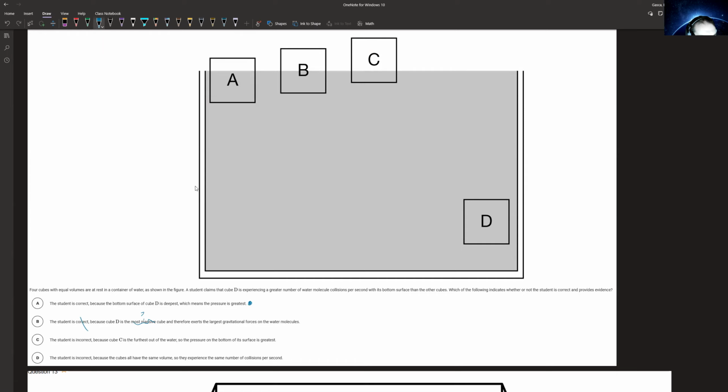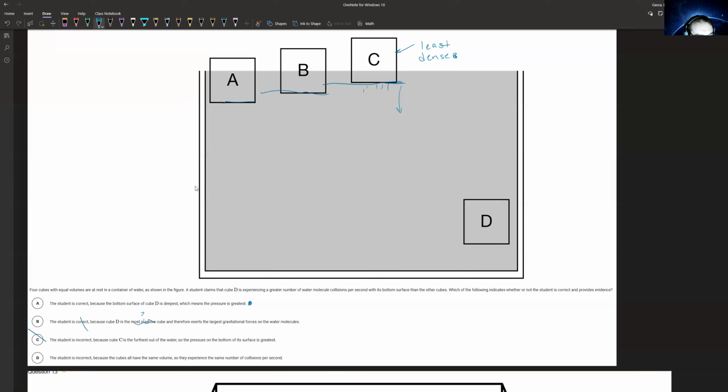C, the student is incorrect because cube C is the furthest out of water, so the pressure on the bottom of its surface is greatest. So remember that the pressure increases with depth. More than anything, what we can say is that this is the least dense of the four. And because it's less into the water, the pressure here is going to be lower than all of these other guys, because remember that the pressure increases linearly with depth. So I don't think C.